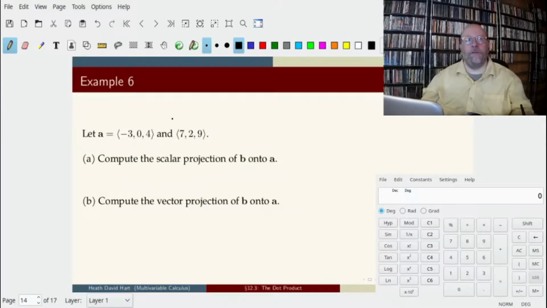So there's a typo here. This should be a B. Let A be the vector negative 3, 0, 4 and B equal the vector 7, 2, 9. And we want to compute the scalar projection of B onto A. So we were projecting B onto A. A is the thing being projected onto. And the formula for this is the dot product of both vectors divided by the magnitude of the vector being projected onto.